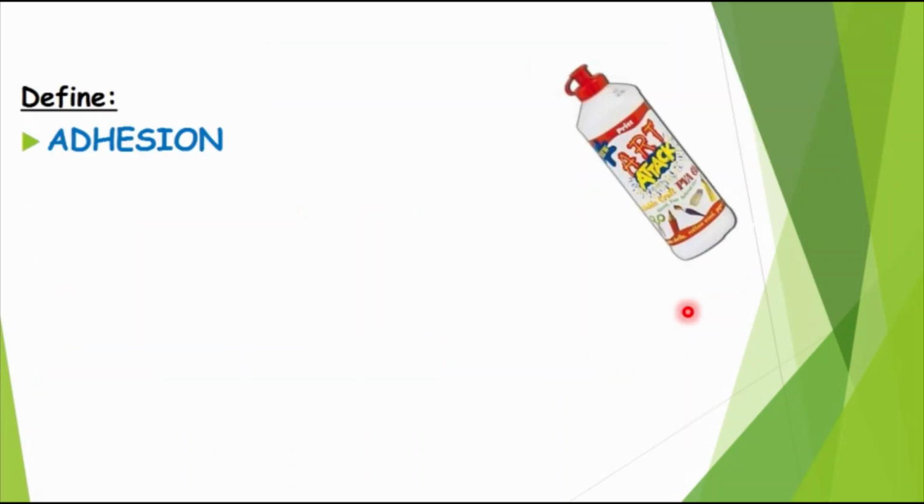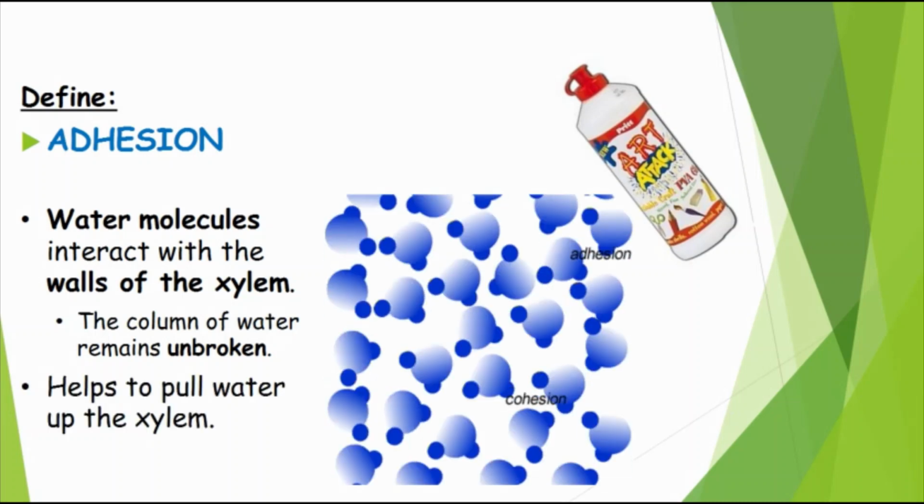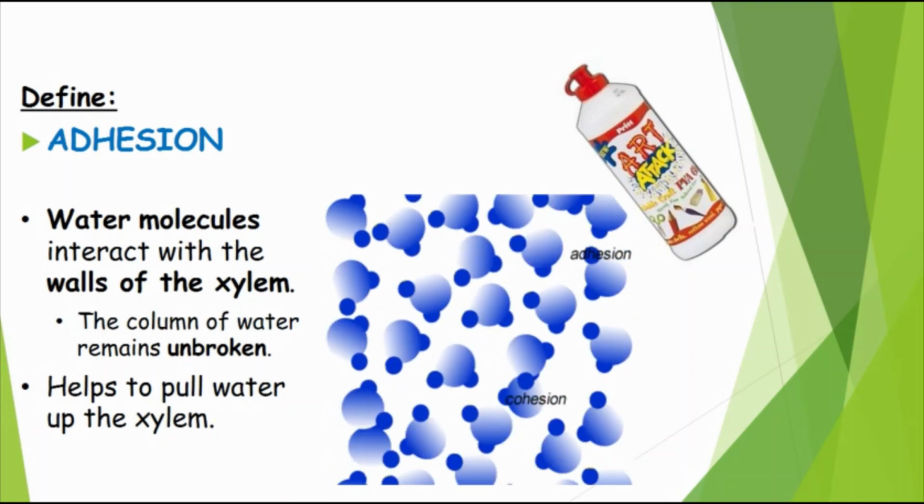Next is adhesion. You might have heard of it in terms of glue before. So think of it about water molecules interacting with something else. You're sticking different things together. In this case, it's water molecules with the walls of the xylem. And because of the forces of adhesion, the column of water remains unbroken, and it just helps pull the water up together.